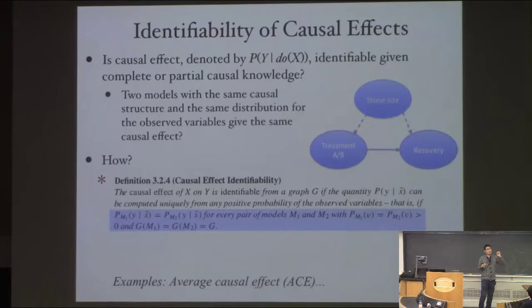Otherwise, I say it's not identifiable. If it's not identifiable, then you cannot give an estimate, right? Because in this case, there will be an infinite number of solutions. Is that clear? So now, try to answer the following question.